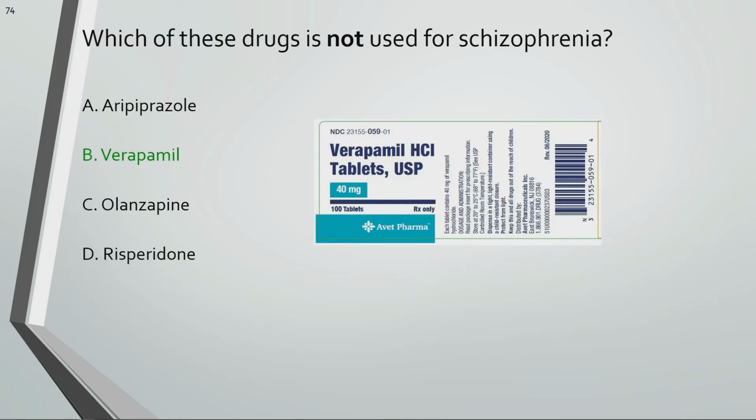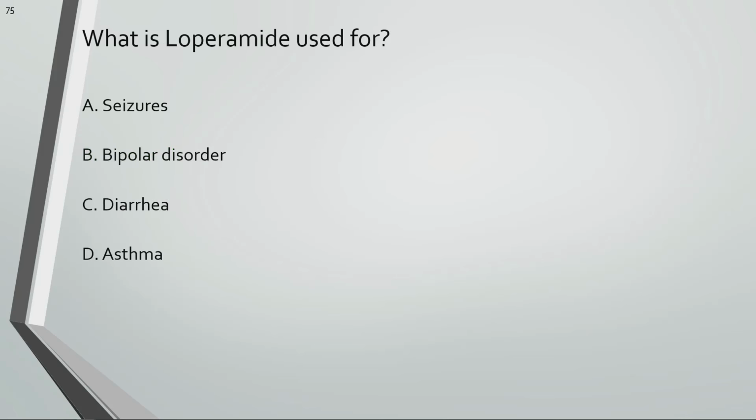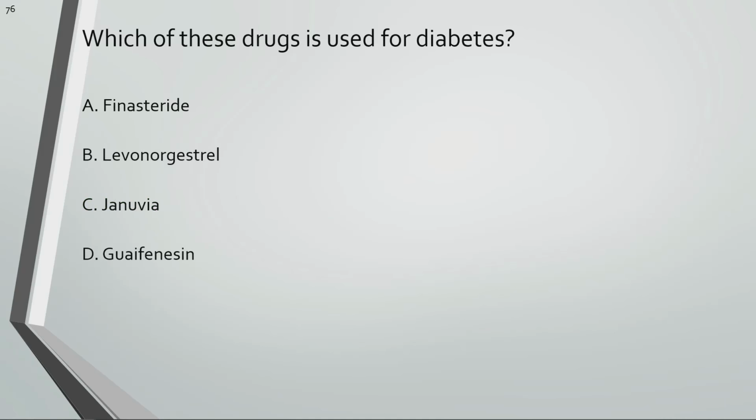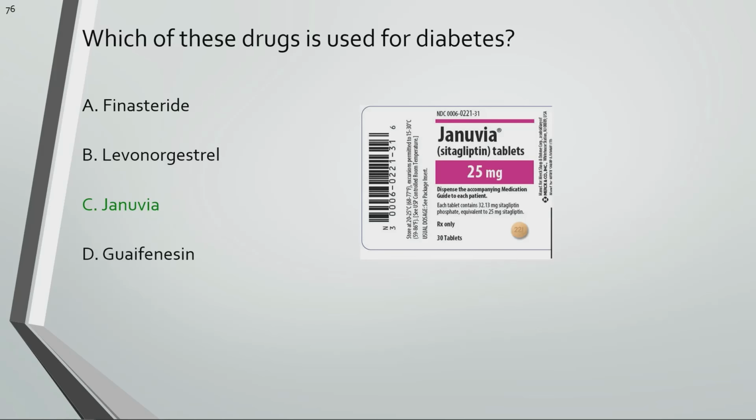Verapamil is used for hypertension, angina, AFib, and tachycardia prophylaxis. What is loperamide used for? Loperamide is used for diarrhea. Which of these drugs is used for diabetes? Januvia is used for diabetes.